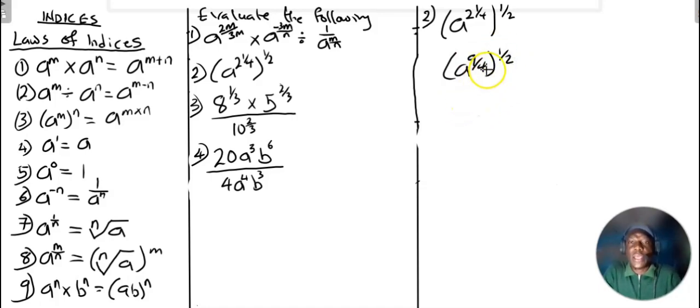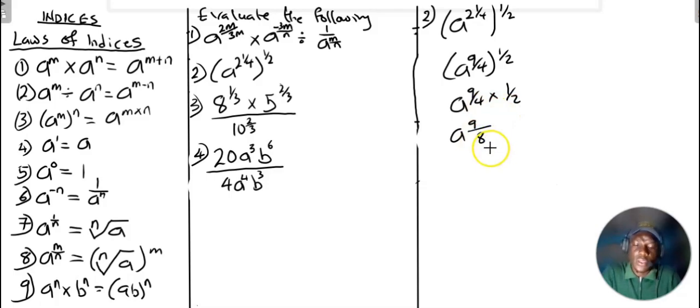In this, we are going to apply the power law, which is law number 3, that says that when a number is raised to more than 1 power, the powers will multiply. In this case, we have 9 over 4 as the first power and 1 over 2 as the second power. They will both multiply. This is going to give us a raised to the power 9 over 4 times 1 over 2. 9 times 1 will give us 9, over 4 times 2, 8. So 9 over 8. And this is our final answer.